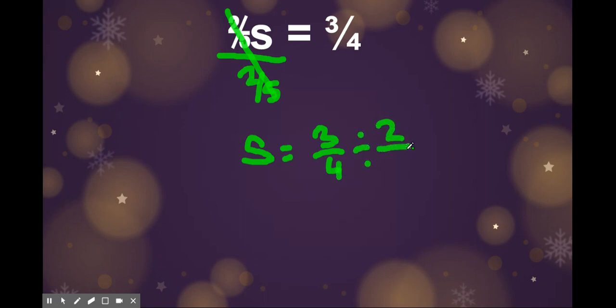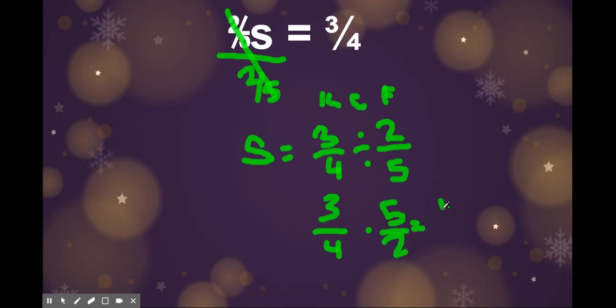Then I have to remember, what is my rule when dividing fractions? I use keep, change, flip. So 3/4 stays. Change division to multiplication and flip my fraction to the reciprocal, which is 5/2. 3 times 5 is 15, and 4 times 2 is 8. Now I have an improper fraction, or a fraction greater than 1.